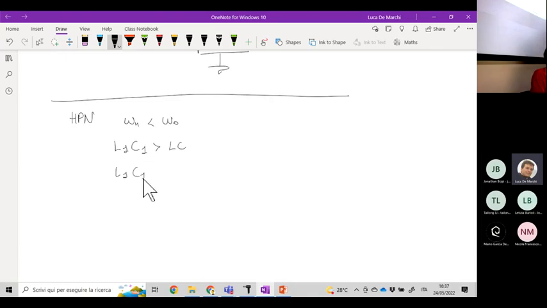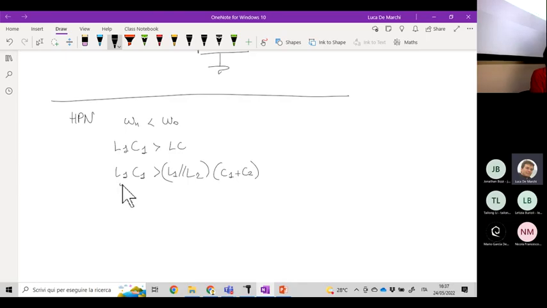So this means that L1 C1 must be larger than L, which is also the parallel between L1 and L2, times the parallel of C1 and C2, which is C1 plus C2.